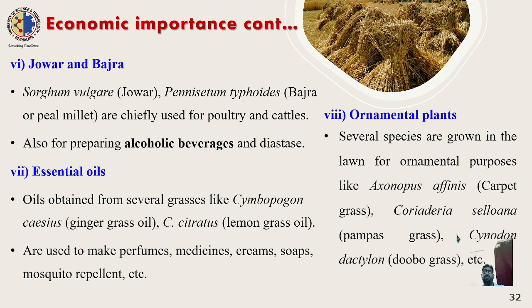Some species of this family are used for ornamental purposes, like Echinopsis. One important plant of this family is commercially used for ornamental purposes, and other species like Cynodon, or dub grass, are used for lawn making and other daily uses. We use this plant when we make any park or garden. These species are commonly used.